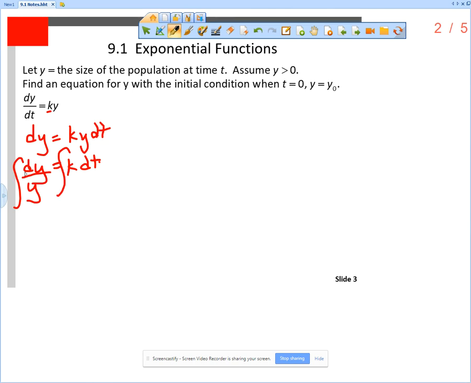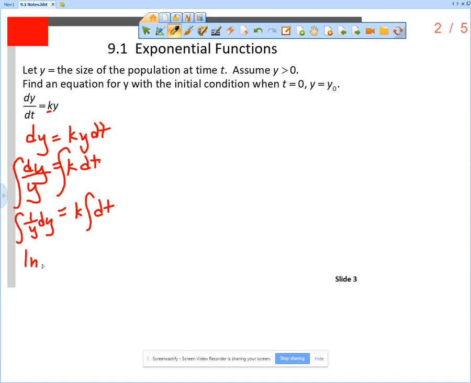So I integrate dy over y, and I integrate k dt. All right, so now the integral of dy over y. Now remember, dy over y is really like the integral of 1 over y dy. And, well, k is a constant, so you could bring that out. K times the integral of dt. All right, so now what is the integral of 1 over y dy? This is a memorization quiz rule.